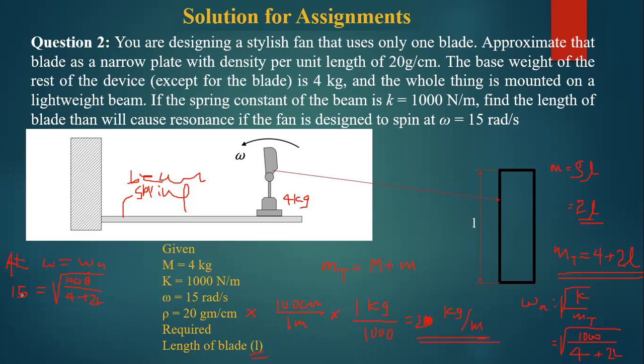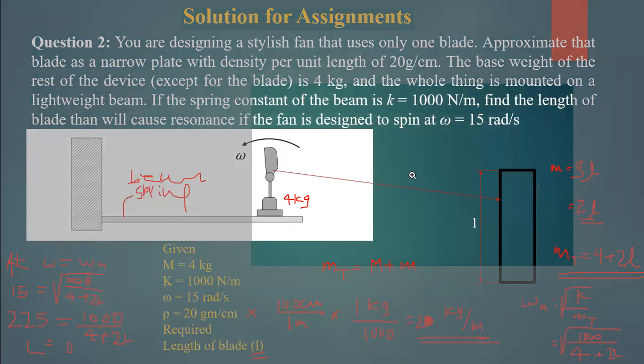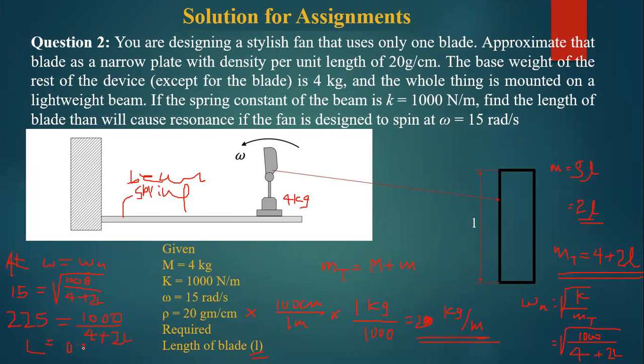Now equating these, if we square this, we get 2500 is equal to 1000 over 4 plus 2L. From this, we can find the L value, which is equal to 0.22 meter, or 22 centimeter. So L equal to 22 centimeter is the answer for this question.